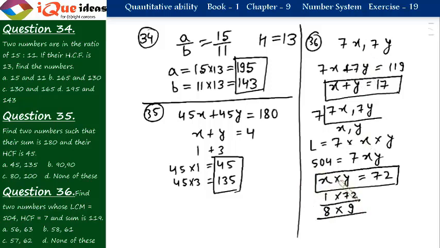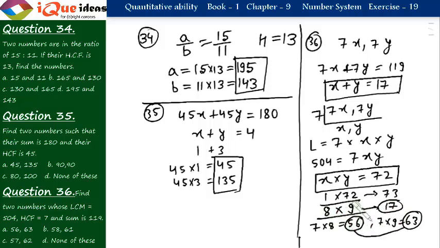Then we check the condition of sum. Now 1 plus 72 is 73 and 8 plus 9 is 17. So very clearly we can see that 17 is the correct possibility. So 8 and 9 are the values of x and y. So the numbers are 7x, so 7 into 8, which is 56, and 7y, that is 7 into 9, that is 63. So the final answer of the question would be 56 and 63. These are the two numbers.